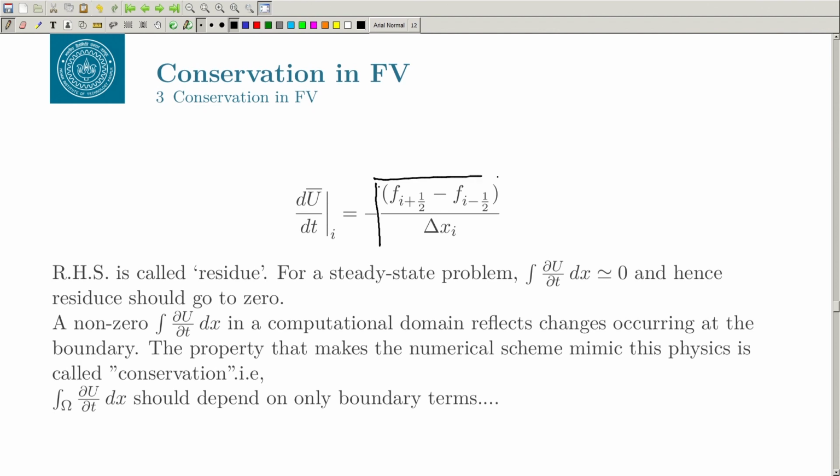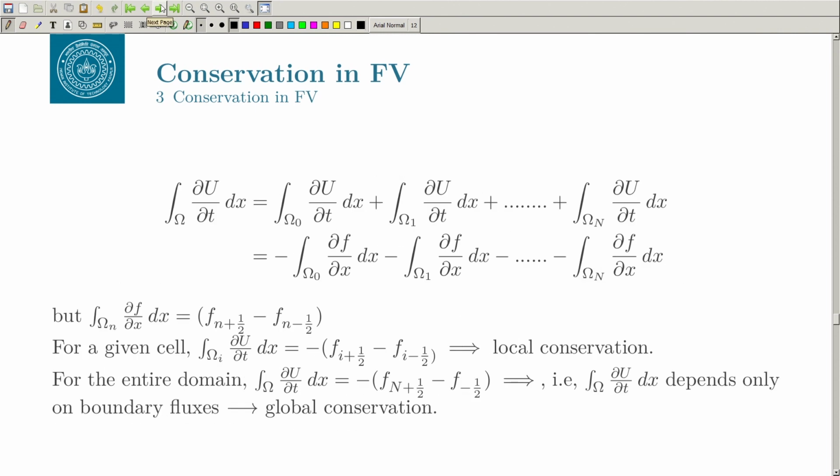So, this right hand side is called the residue, okay, and if the problem is steady state, then this will go to 0, that means your du by dt is going to 0. And if it is not a steady state, then this will keep on changing, and that change reflects that you have basically non-zero del u by del t dx. So, it should only depend on the boundary term. Let us see if we are doing the same thing in our finite volume.